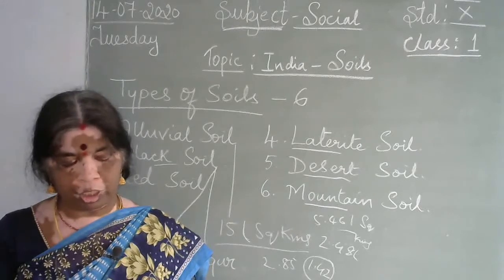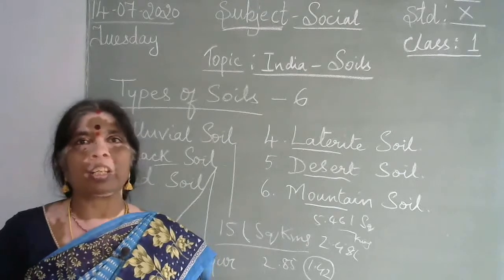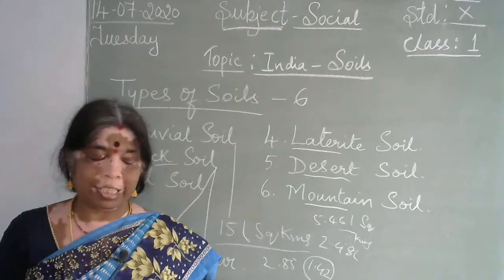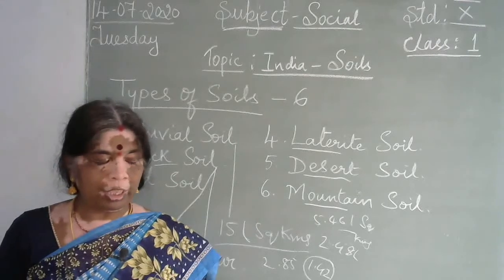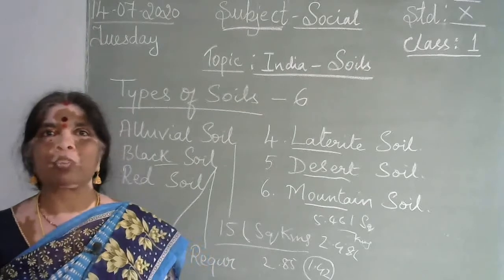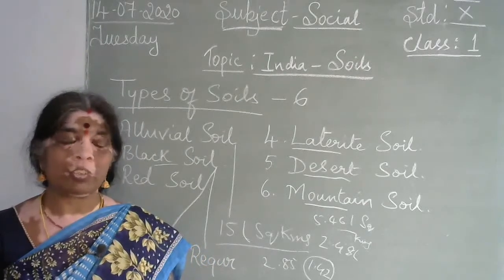Then fourth is that vegetation cover dries up and drought increases. So drought increases and vegetation will be less. Then the economy as a whole suffers a great setback. So economically we suffer a great problem because of this soil erosion.